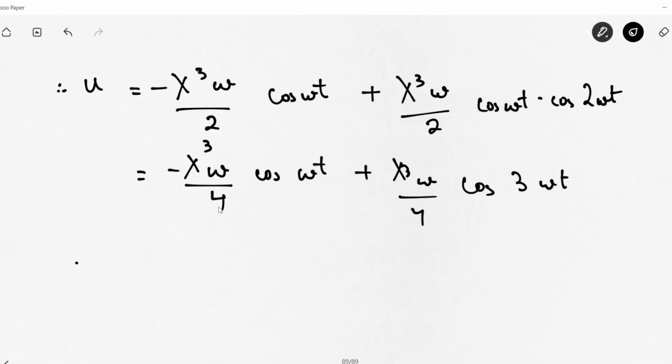So that's why this is X cube omega by 4 now, instead of 2 X cube omega by 2 into cos of omega t terms. Now looking at this equation, we can say this is our fundamental component and this is our third harmonic component.